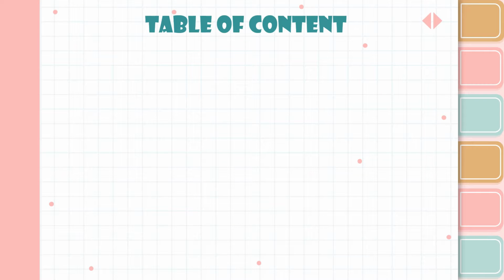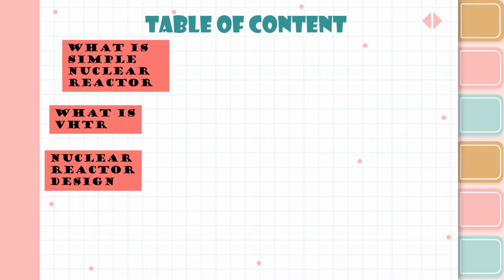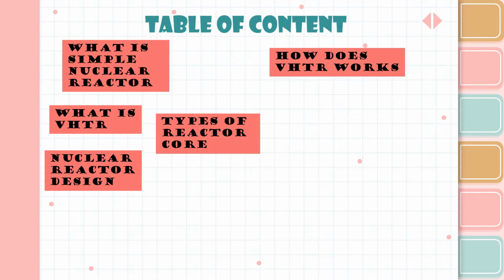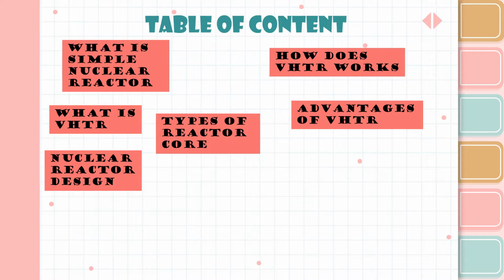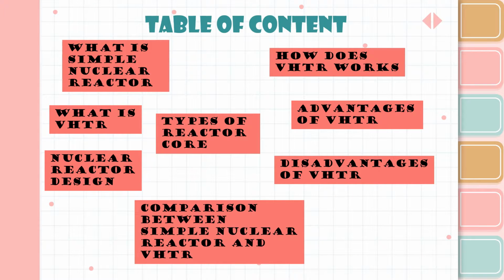Okay, this is the table of contents in my presentation. First, what is a simple nuclear reactor? Second, what is VHTR? Third, nuclear reactor design. Fourth, types of reactor core. Fifth, how does VHTR work? Sixth, advantages of VHTR. Seventh, disadvantages of VHTR. And the last one is the comparison between a simple nuclear reactor and VHTR.